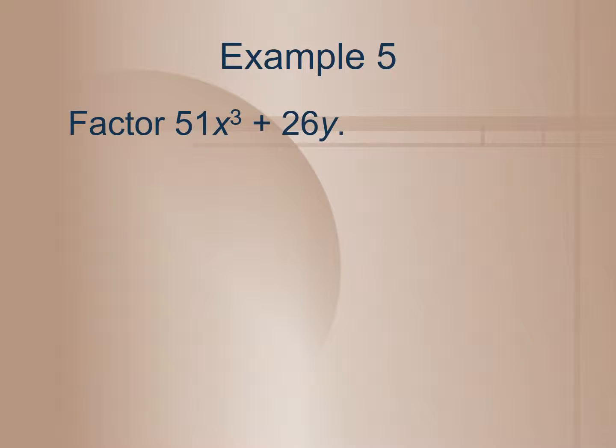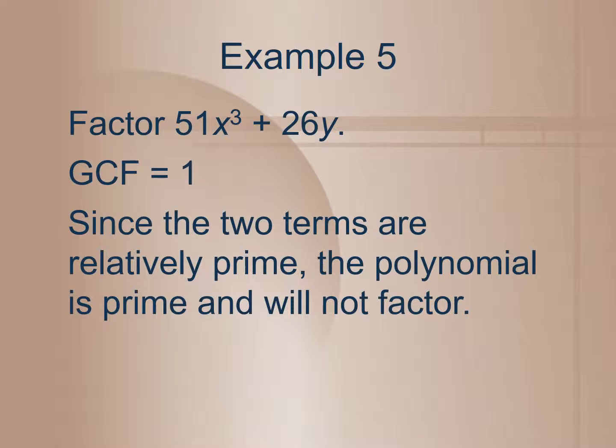So when we want to factor 51x cubed plus 26y, well, 51 and 26 are relatively prime. They don't share any factors, and x cubed and y also are relatively prime. So our greatest common factor is 1, and so they're relatively prime. Then that means that the polynomial is prime, and it's not going to factor.